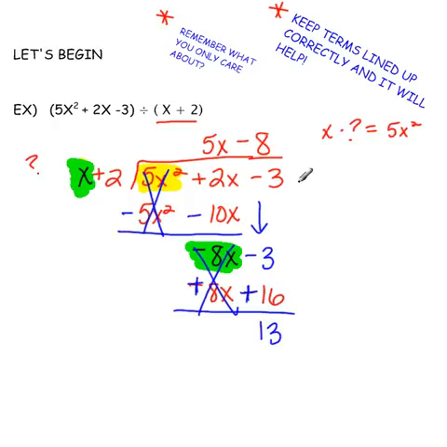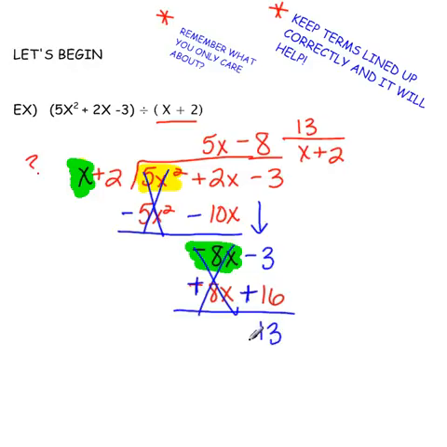Do we have anything else to bring down? No, we do not. So we're working with 13 as our remainder. So this is what's going to happen. Let me move this over here. We're going to write our remainder like this: 13 over what we were dividing by, which was an x plus 2.